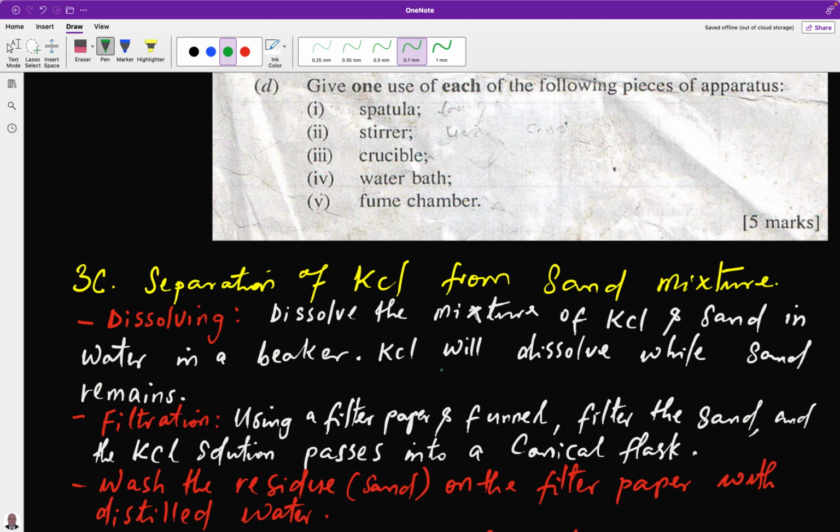Remember that potassium chloride will dissolve while sand remains. First step is dissolving. Dissolve the mixture of potassium chloride and sand in water in a beaker. Potassium chloride will dissolve while sand will remain.